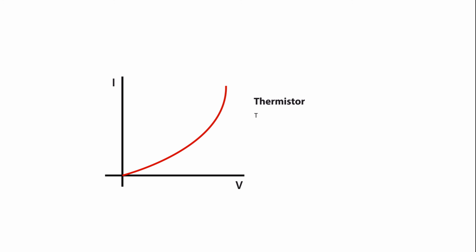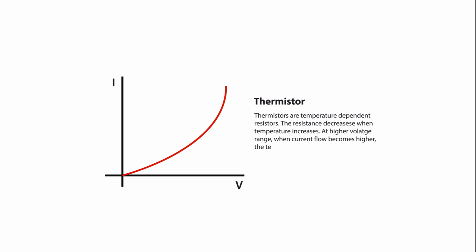For thermistors, they are temperature-dependent resistors. The resistance decreases with temperature increase. At higher voltage ranges, when current flow becomes higher, the temperature of the conductor also rises, and this causes resistance to reduce. As a result, we have the current voltage graph bending upwards. The graph curves upwards, and what that means is that the gradient moves from being gentle to being steep.